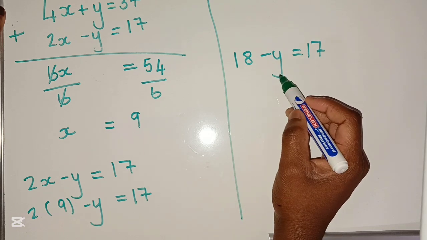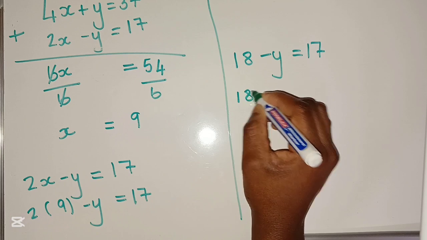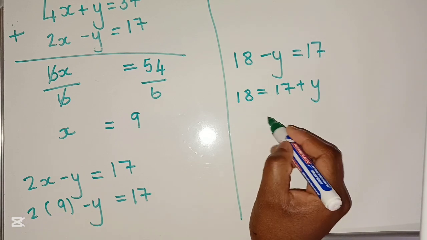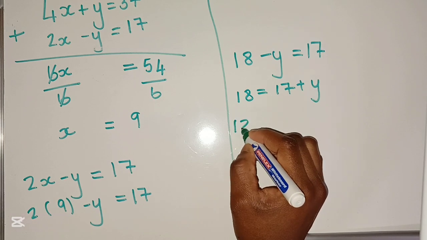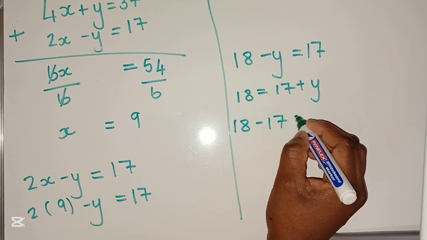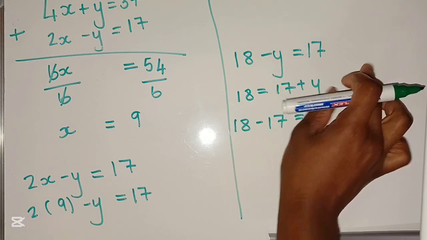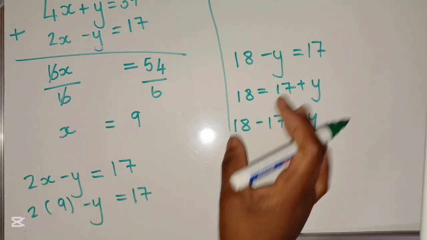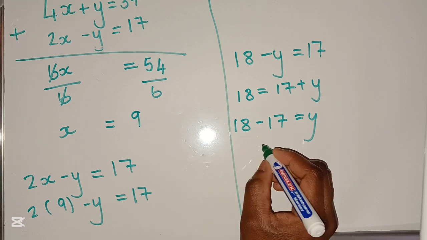Let's isolate this variable. I'm going to move it to the other side of the equal sign. So here I have 18 equals 17 plus y. Let's still isolate it. So I'm going to move 17 this side. 18 minus 17 equals y. I decided to move my y this side because I want it to be positive. I always try by all means to make my variable positive. 18 minus 17 will give you positive 1.